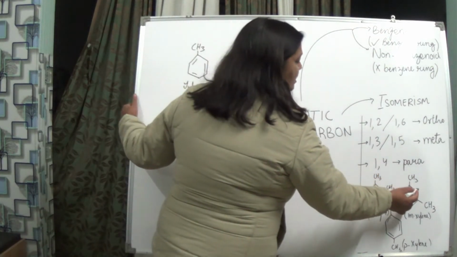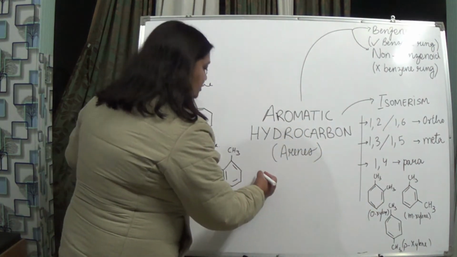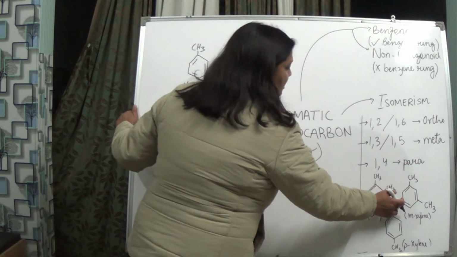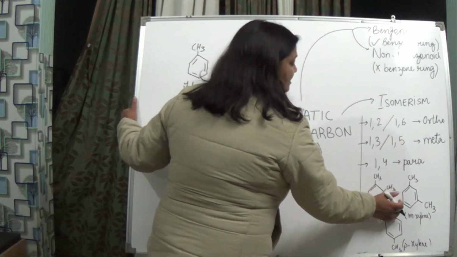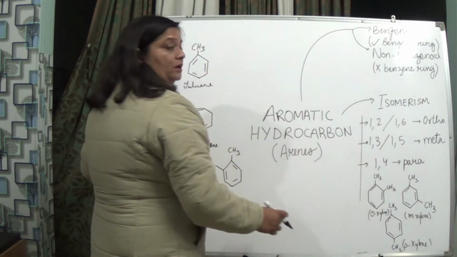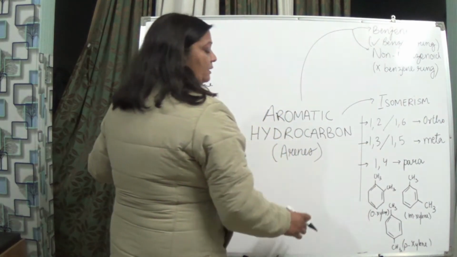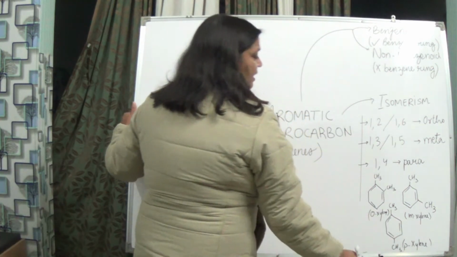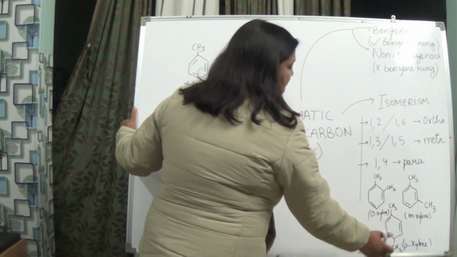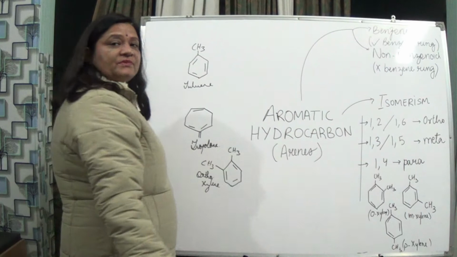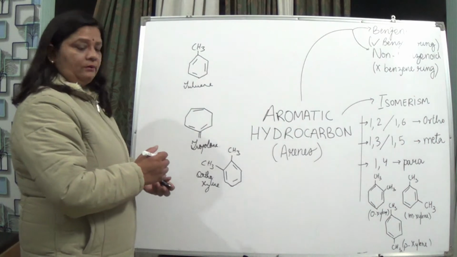So here you can count 1, 2 and 3, the third position. And if we talk about the fifth position, it will come over here. So if CH3 is attached over here or over here, it is the meta position, known as meta-xylene. Now, when we talk about para, only one position comes, and that is the fourth position. If CH3 is attached at the fourth position, it is para-xylene. So this is about the isomerism of aromatic hydrocarbons.